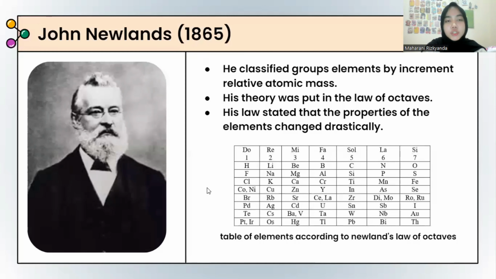The next one is John Newlands. In 1865, Newlands classified and grouped elements by increasing relative atomic mass. His theory was put in the law of octaves, and the law stated that the properties of the elements change periodically. On the slide, there is a table of elements according to Newlands' law of octaves.